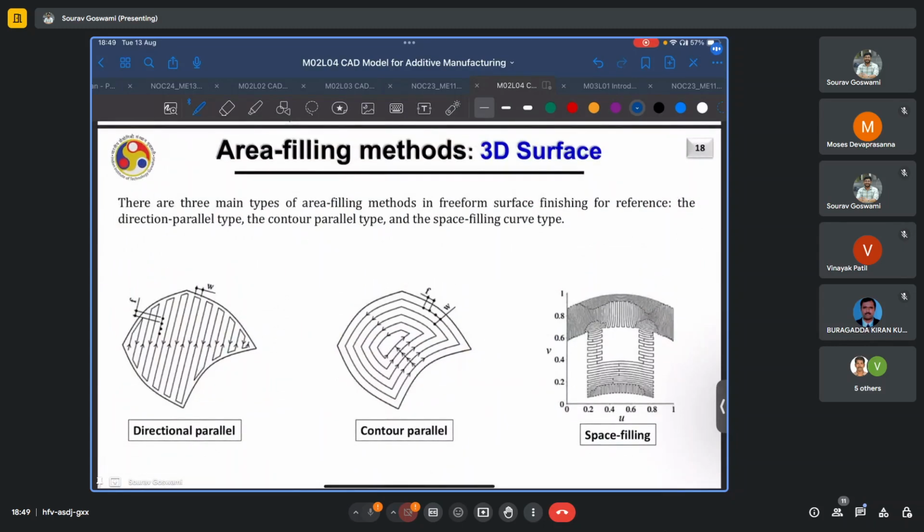However, all of these methods are for 2D or planar surfaces. What happens when we want to fill a 3D surface? That is a free-form surface, which is not generally lying in only one plane. Now, three main types of area filling methods are given for reference. We'll not study them in depth because they are still up and coming. They're not standardized. They are the direction parallel type, the contour parallel type, and the space filling curve type. Each of these is simply an extrapolation of the techniques we studied for 2 dimensions to 3 dimensions.